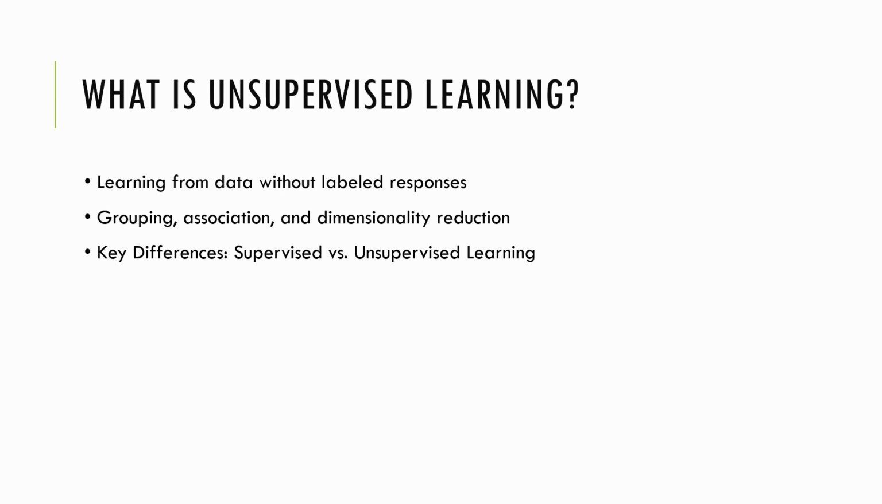Unsupervised learning is a type of machine learning where we work with data that does not have labels or predefined outcomes. Unlike supervised learning, where we train the model with labeled data, unsupervised learning allows us to find hidden patterns or groupings in the data. It's ideal for tasks like clustering, dimensionality reduction, and finding associations between data points.